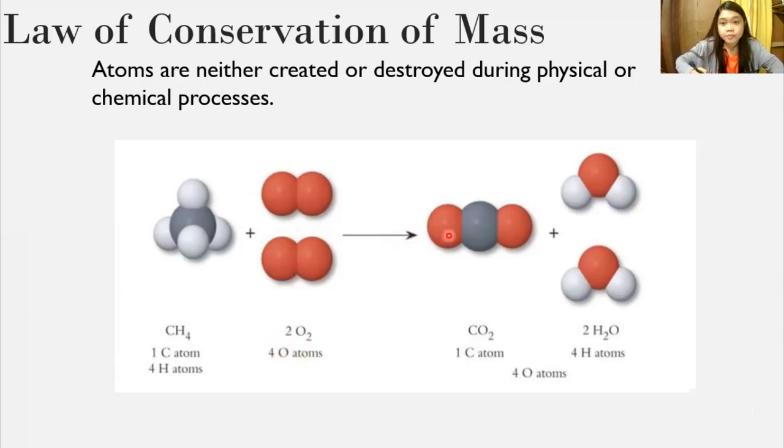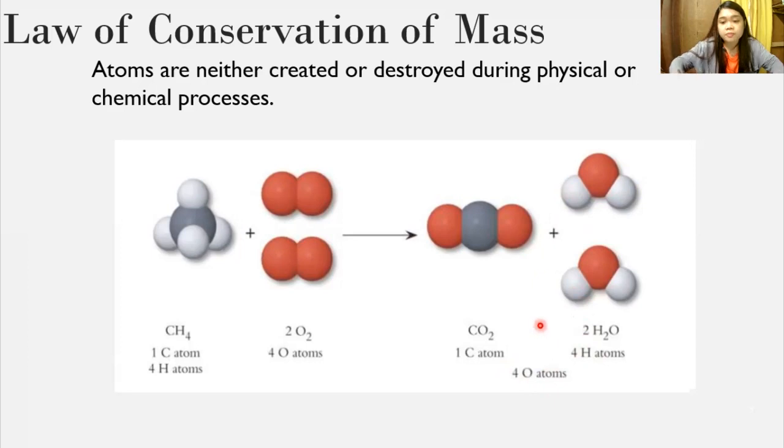And then it forms carbon dioxide. So we have 1 carbon atom here, this one, and then 2 oxygen atoms already attached to it. And then another product is water. 2 compounds of water. So in here we have 4 hydrogen atoms, because each oxygen atom combines with 2 hydrogen atoms. So in total, we have 4 hydrogen atoms. But both sides, as you can see, consist of 4 oxygen atoms.